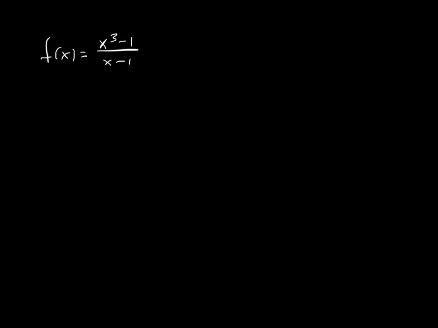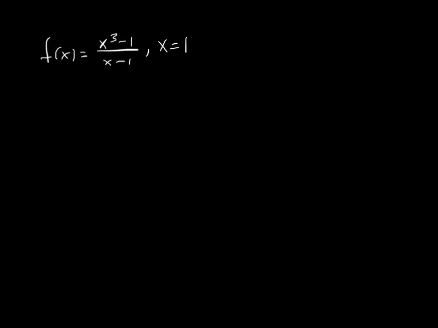This is evaluating limits using tables and graphs. So let's say we had this rational function here. We've got f of x equals x cubed minus 1 over x minus 1. And we wanted to take a look at what was going on around x equals 1. Well, what we're going to do to investigate that is make a table of values.